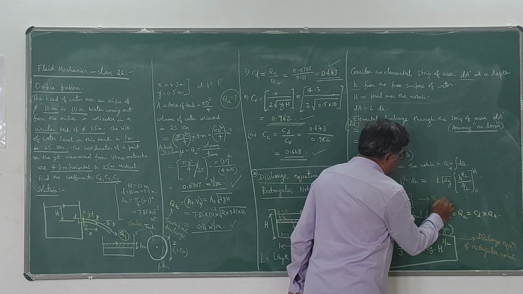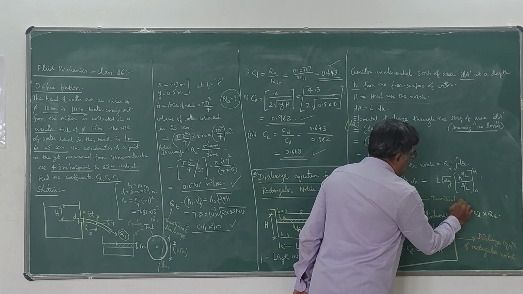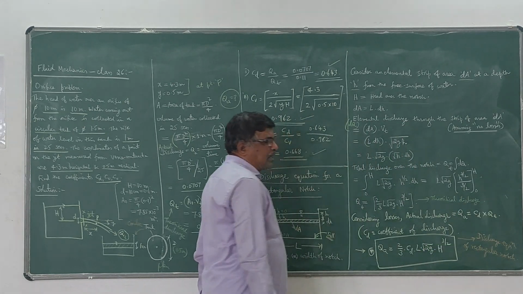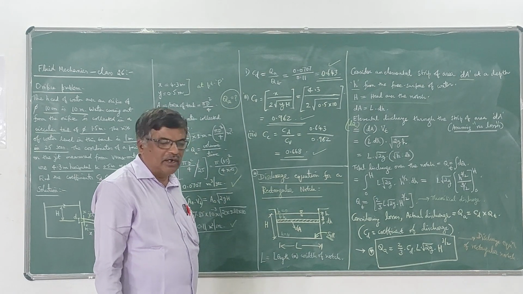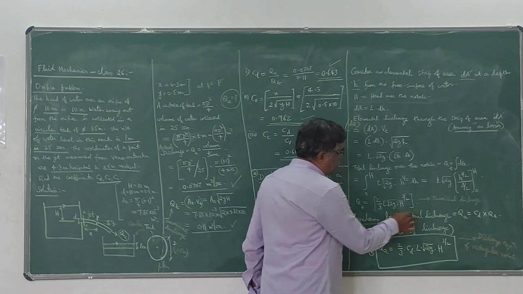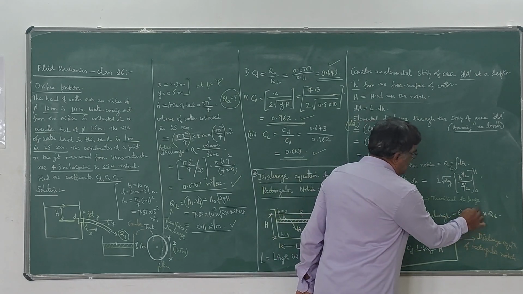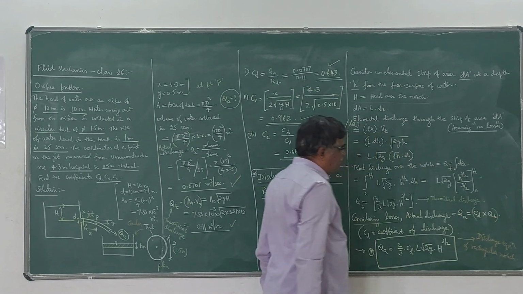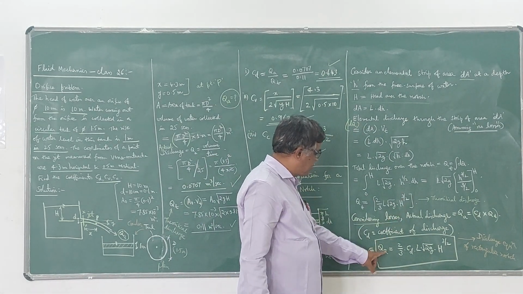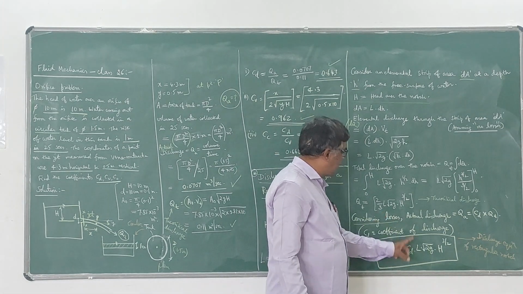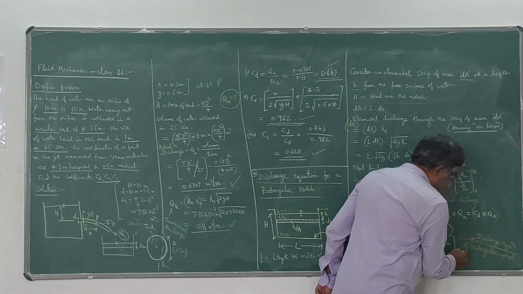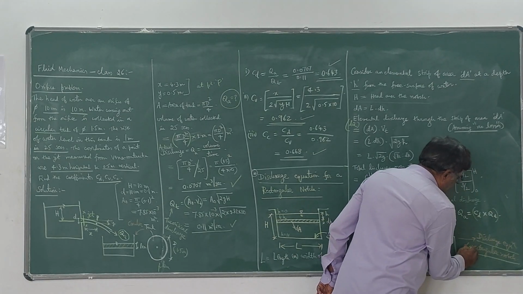If you consider the losses, then you will get the actual discharge. Earlier also I have defined that actual discharge is obtained by multiplying theoretical discharge by the coefficient of discharge. So considering losses, we are going to get the actual discharge QA equal to CD into QT, where CD is the coefficient of discharge. If you multiply this by CD, it becomes 2 by 3 into CD into L into root 2g into H to the power of 3 by 2. This is the final discharge equation of a rectangular notch.